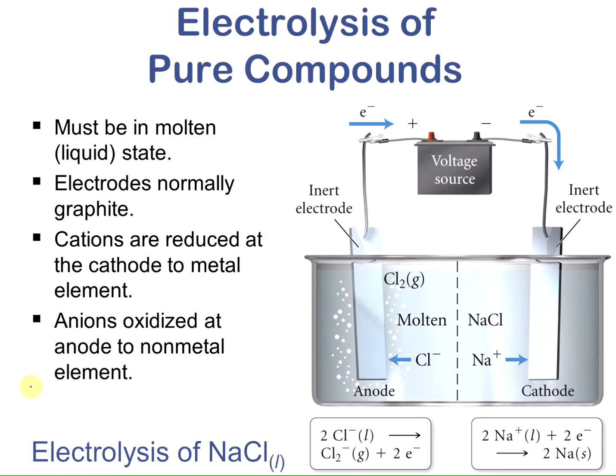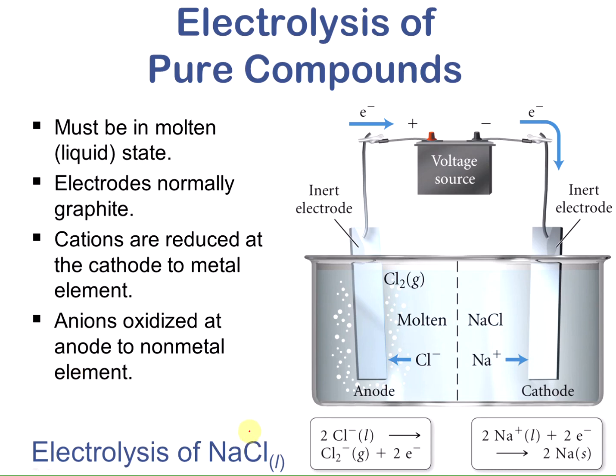Here we have the electrolysis of pure compounds. This is where we're talking about purifying metals. It must be in the molten or liquid state, and the electrodes are normally graphite. The cations are reduced at the cathode to the metal element, and the anions are oxidized at the anode to the non-metal element. So here we have the electrolysis of sodium chloride.